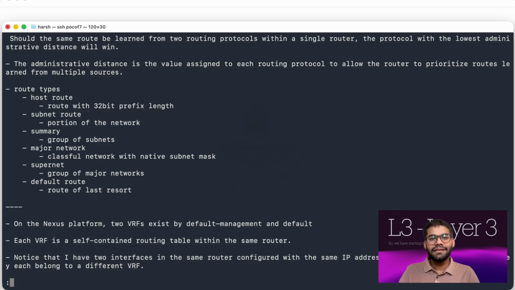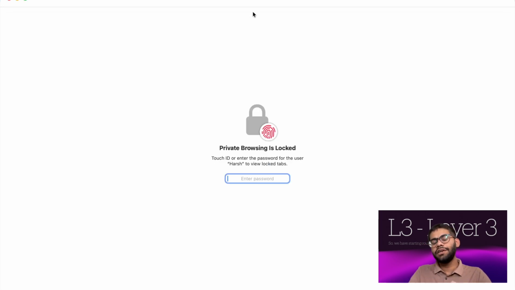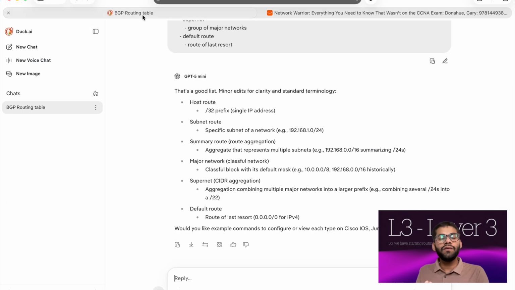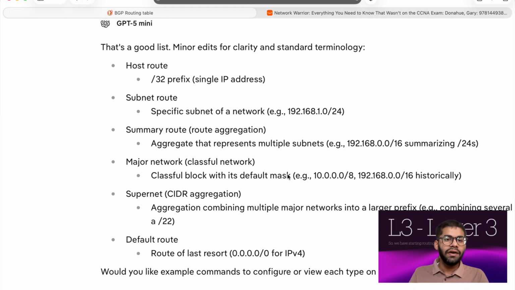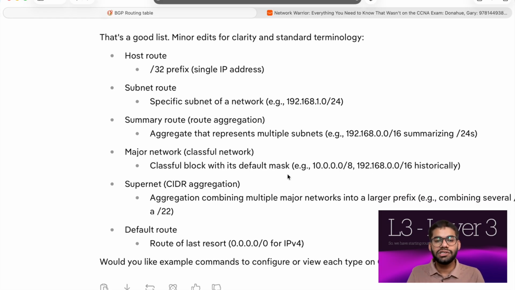Okay. And to better understand it, I copied and pasted these into ChatGPT on duck.ai, and it gave me examples. For example, a host route has a /32 prefix. A subnet route is, as I told, 192.168.1.0, which covers all the IP addresses from 192.168.1.1 up to 192.168.1.254. Finally, there is a summary route, which is a route aggregation, which I already told you, 192.168.0.0/16 covers all the IP ranges in 192.168.x, for example, its third octet.